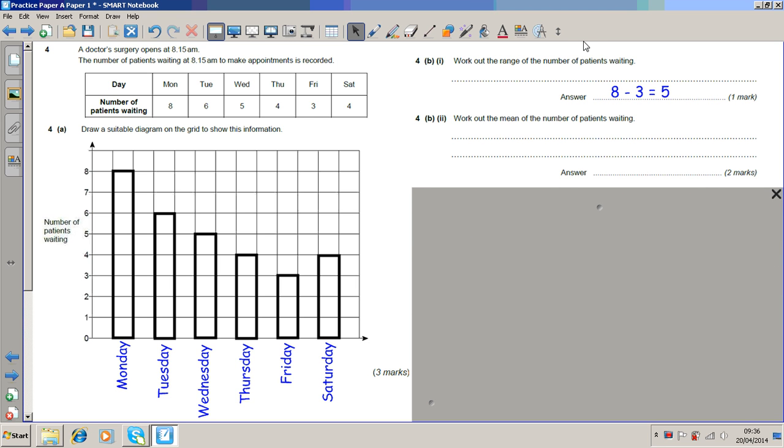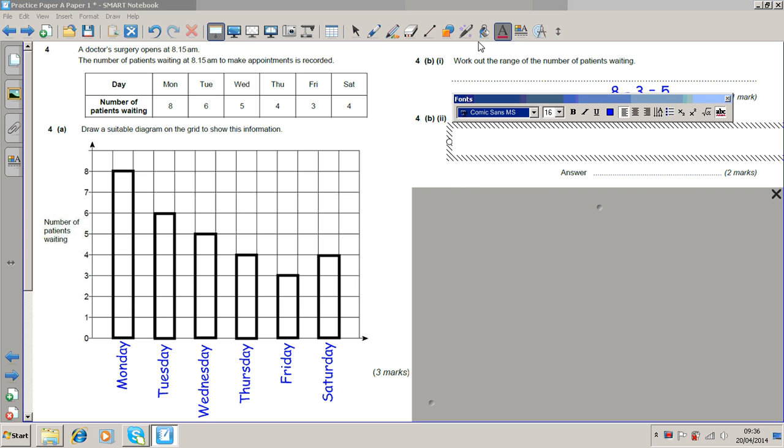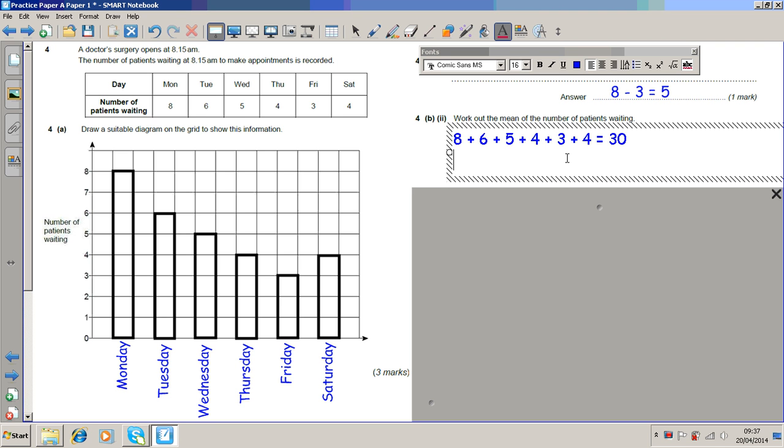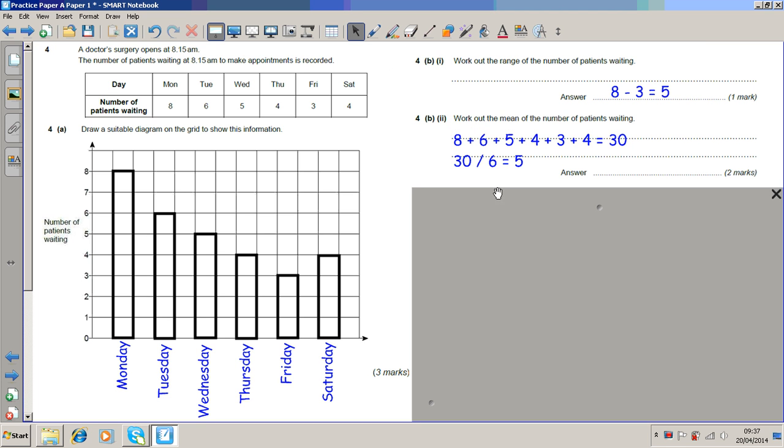Work out the mean number of patients waiting. So mean means add them all up and divide by how many there are. So 8, add 6 is 14, add 5 is 19, add 4 is 23, add 4 is 27, add 3 up to 30. So now 30 divided by the number of days that we've got, and we haven't got Sunday, so 6 days, is 5. So your mean average is 5.